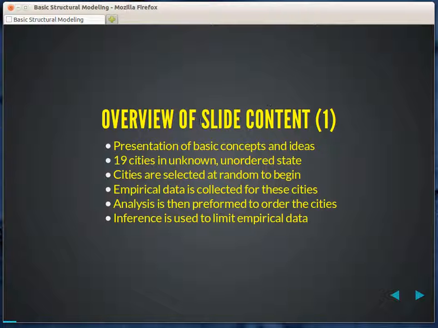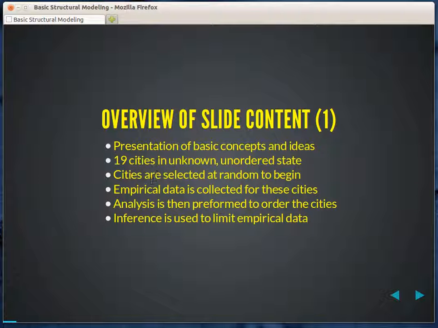So in this particular case and the problem that we're working on here, we're working with 19 cities in unknown, unordered state. So we define a system as a relationship mapped over a set of objects. The 19 cities are the objects. The "is north of" is the relationship. And we want to order those so that we have a known ordered state.